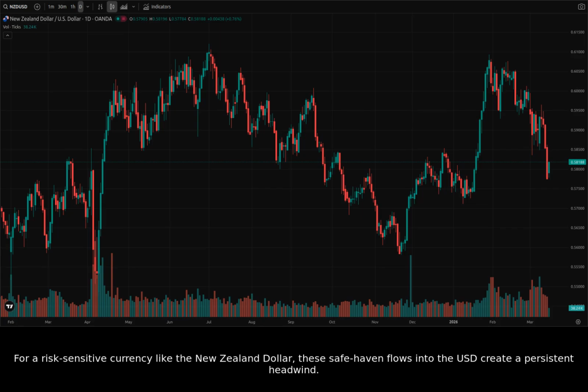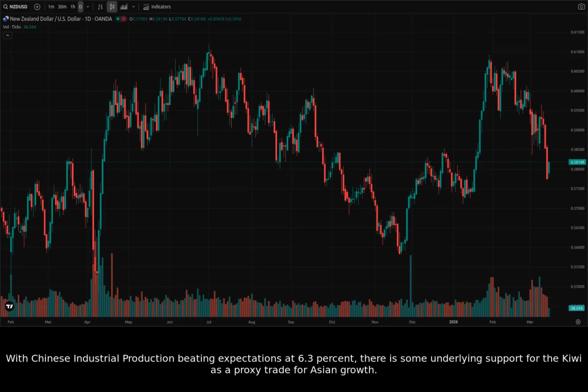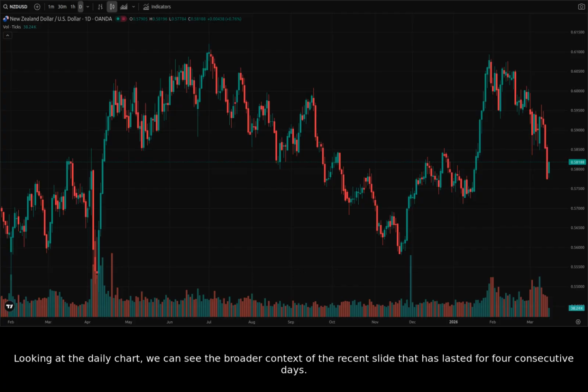create a persistent headwind. However, there is a counter-narrative forming as market participants weigh the latest economic data out of China. With Chinese industrial production beating expectations at 6.3%, there is some underlying support for the Kiwi as a proxy trade for Asian growth. Looking at the daily chart, we can see the broader context of the recent slide that has lasted for 4 consecutive days.